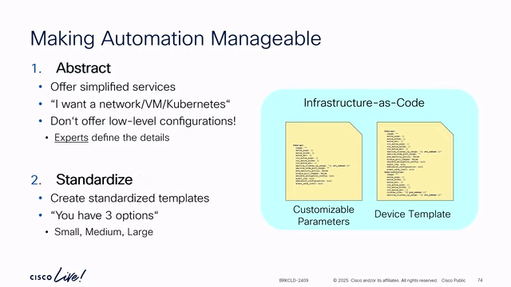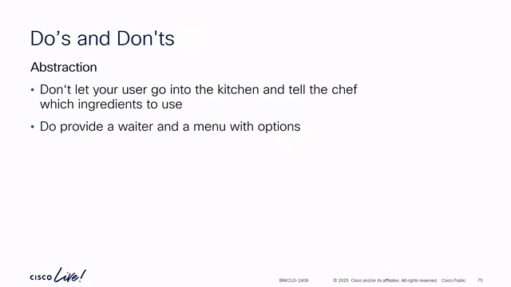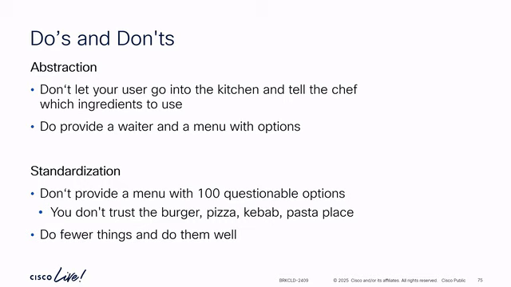And standardization, right? So we need to create blueprints, templates. We need to create small, medium, large, and get away from everyone having their own snowflake configuration and having this kind of operational drift. Typical do's and don'ts. Don't let your user go into the kitchen and tell your chef what ingredients to use. Do provide a waiter and a menu with clear options. And don't try and make your organization the burger, pizza, kebab, pasta place, because no one really trusts this place. So do a few things and do them well.